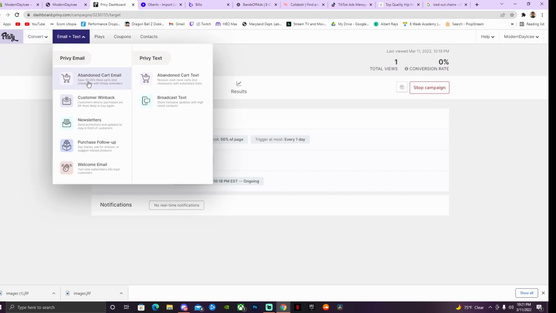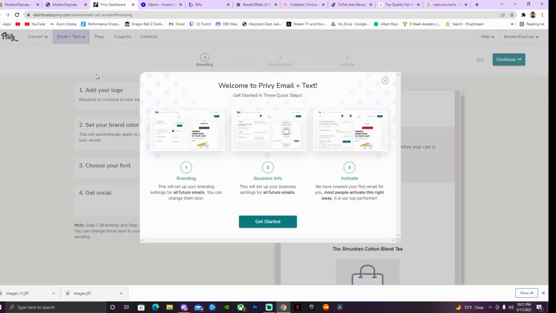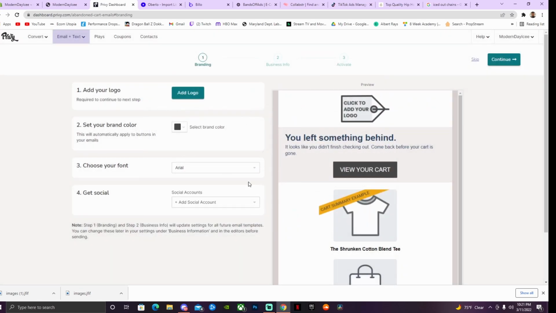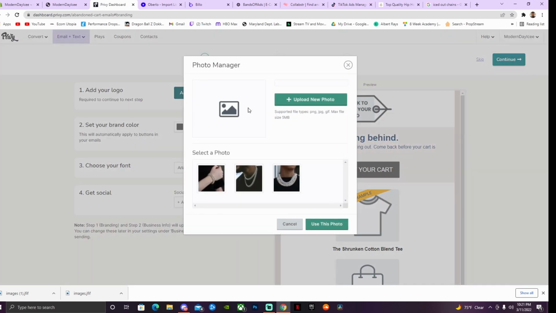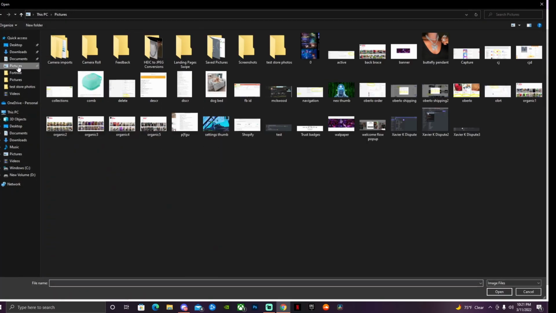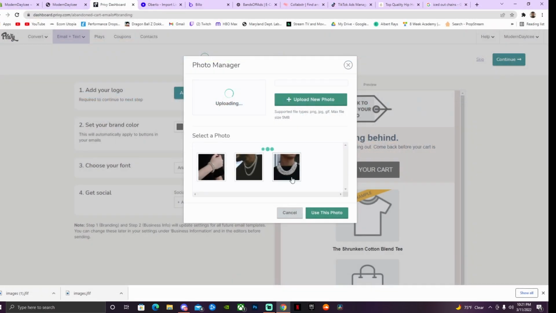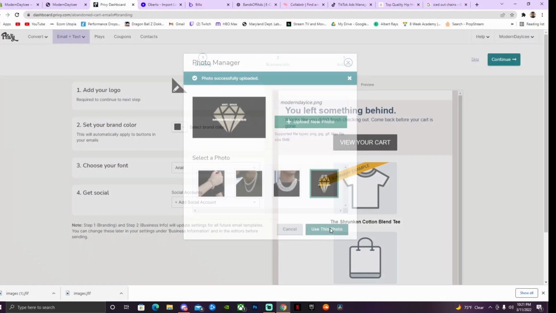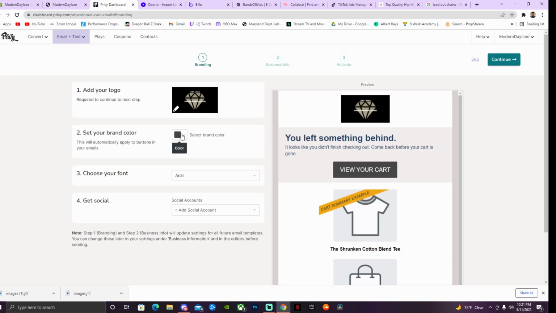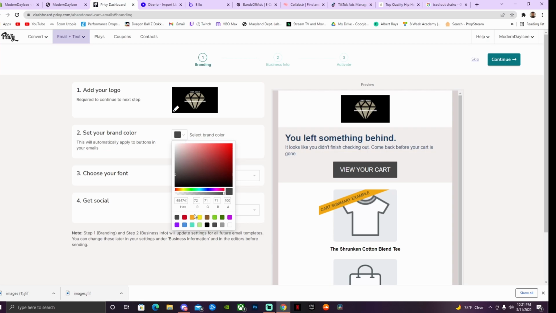And then we have the email and text campaign. So we got the abandoned cart email I was talking about earlier. We can get started. You want to add your logo, of course. Add the logo to your email, and you want to be color coordinated when it comes to your email as well. It just gives the customer more of a branded feeling. Whatever colors you have on your site, you want to be coordinated with the colors on your emails as well. So I'm gonna just keep this black.